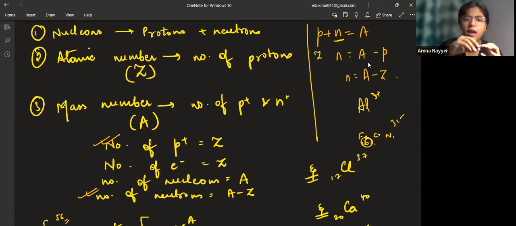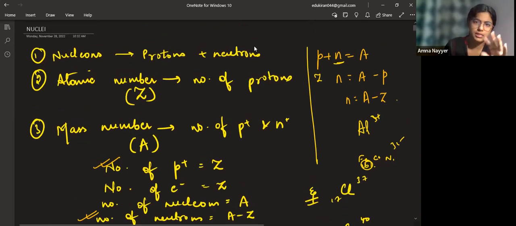So these many things you have to remember. Note it down. Some more terms we'll see for the numericals. Just note this down.